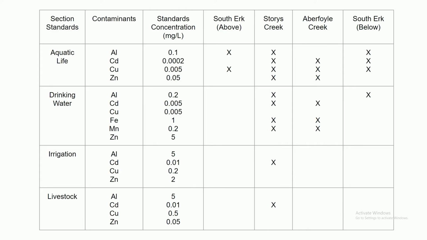In this table, the X denotes the contaminants that have exceeded the guidelines. As shown, the contamination in Stories Creek has exceeded aquatic life standards and most of the drinking water standards. This may be due to long-term mining in the area, as well as unsafe practice.